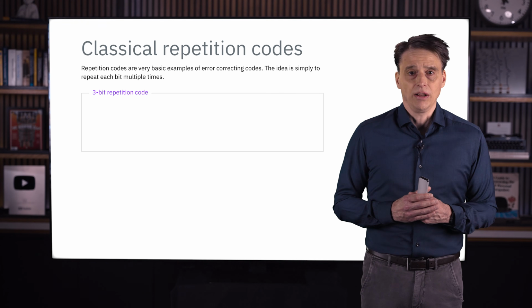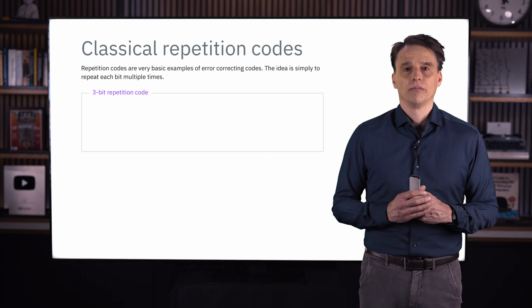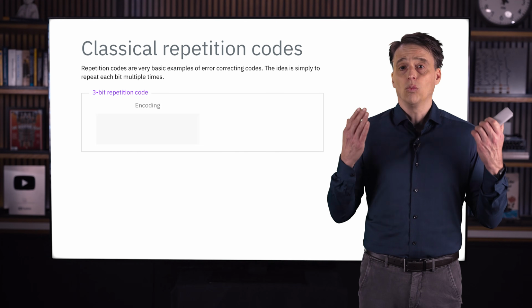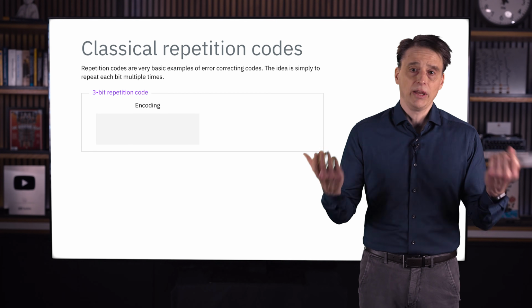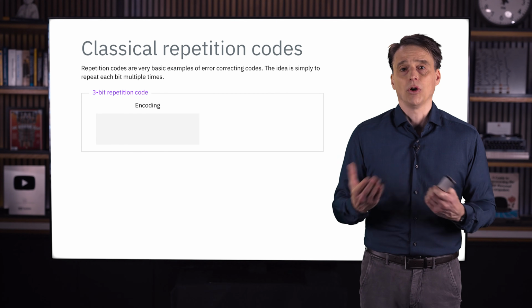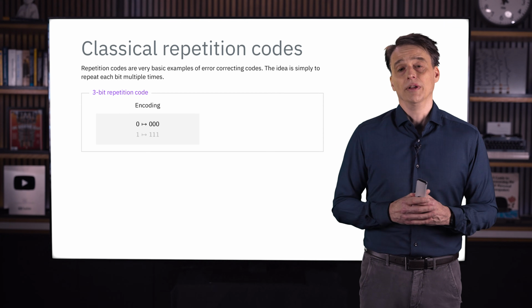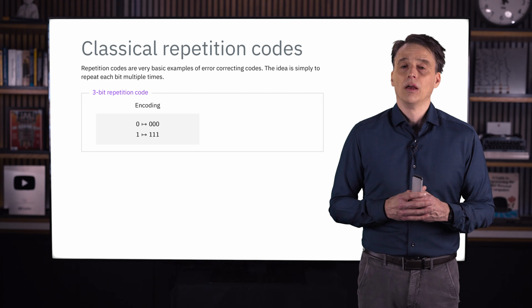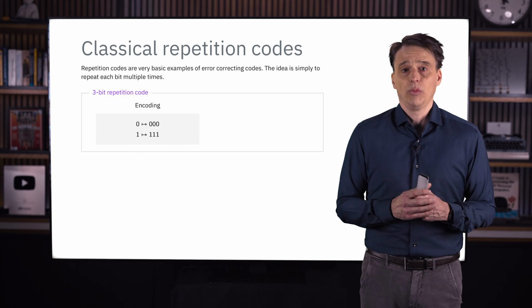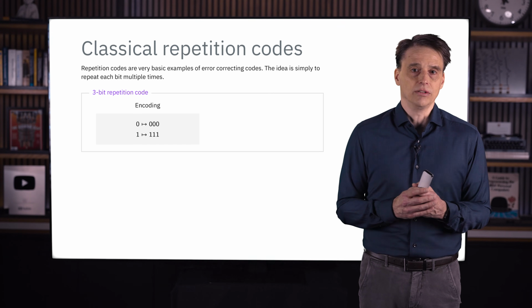In particular, let's take a look at the 3-bit repetition code. Here we encode one bit into 3 by simply repeating the bit 3 times. So 0 is encoded as 000, and 1 is encoded as 111. Of course, if nothing goes wrong, we can easily distinguish the two possibilities.